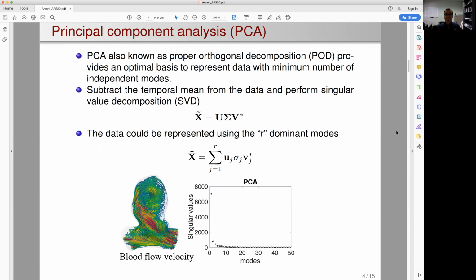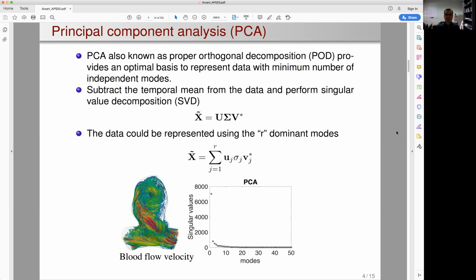PCA, which is also known in the fluid mechanics community as proper orthogonal decomposition or POD, provides an optimal basis to represent our data with the minimum number of modes. The way we find these POD or PCA modes is by first taking our data matrix X, subtracting the temporal mean from the data, and then performing singular value decomposition, SVD, on the data. Then we keep only the R dominant SVD modes such that we can reconstruct our data.